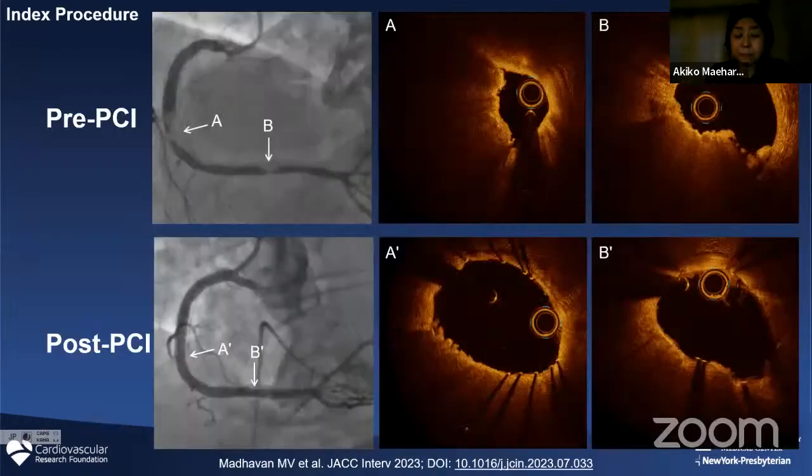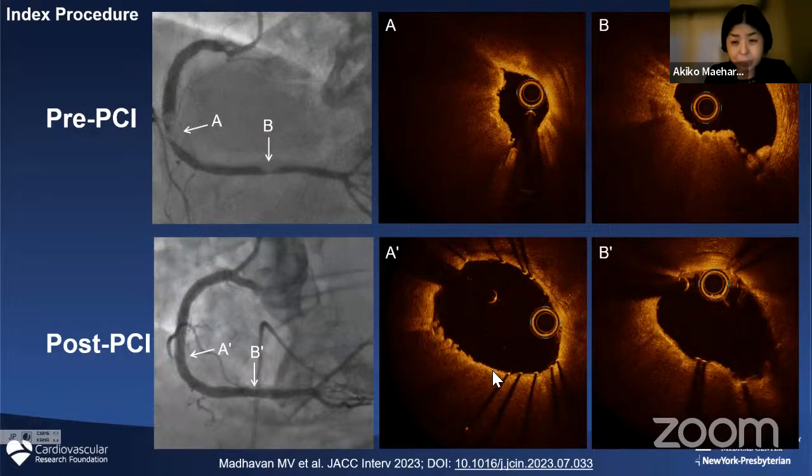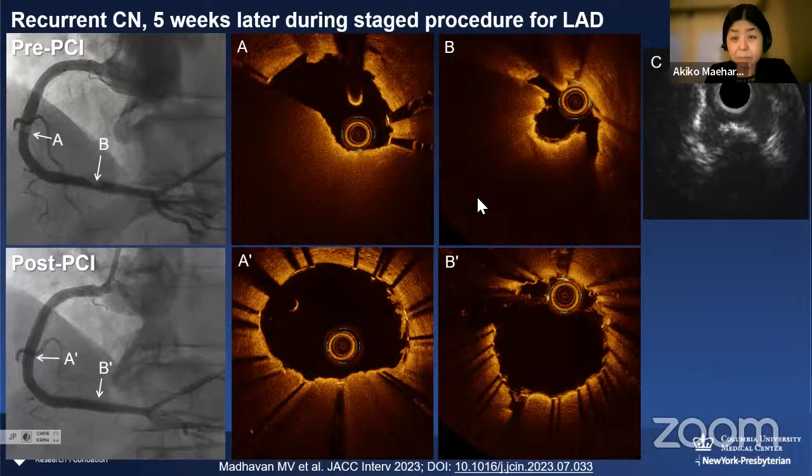And this is a case example. This is a very nice radiolucent mass by angio. OCT shows the eruptive calcified nodule. And we put in the stent, and you see the nice stent expansion. The patient came back 5 weeks later for the staged procedure for the LAD. But when we took the angio of the right coronary artery, you see the radiolucent mass at the exact same place. And when we took the OCT, we see the reprotrusion of the calcified nodule.